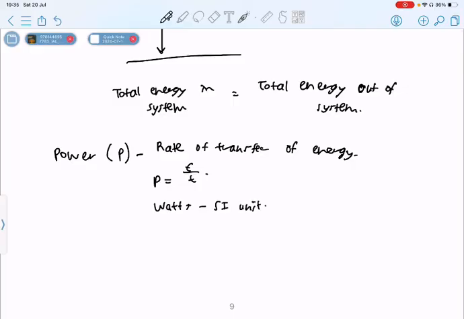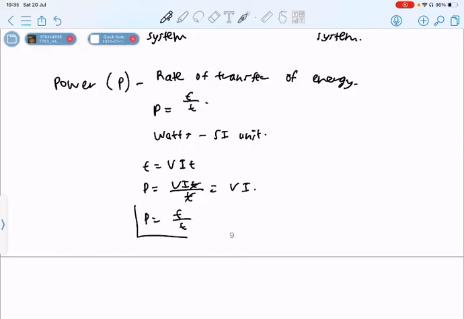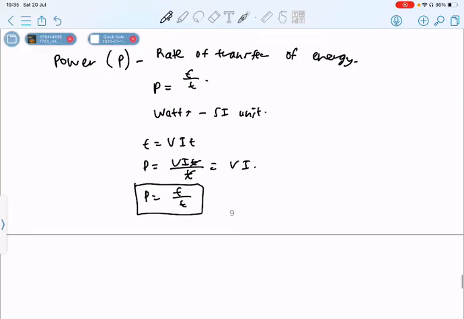Okay. There are multiple equations that can be used for power, like energy is equal to VIT. This is electricity. So when you plug it into the equation, you get power is equal to VIT over T. T cancels, and you're left with VI. However, this will be in next topics, not now. You will need it for mechanics. So for now, power is equal to energy over time is the only formula for power that should be known.